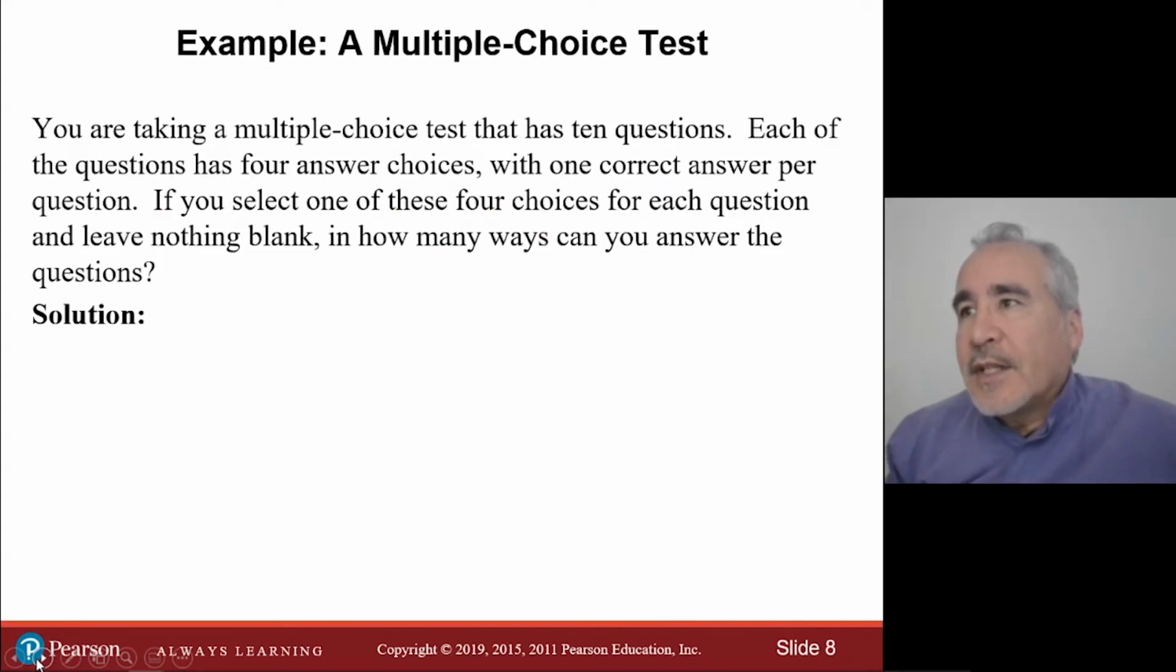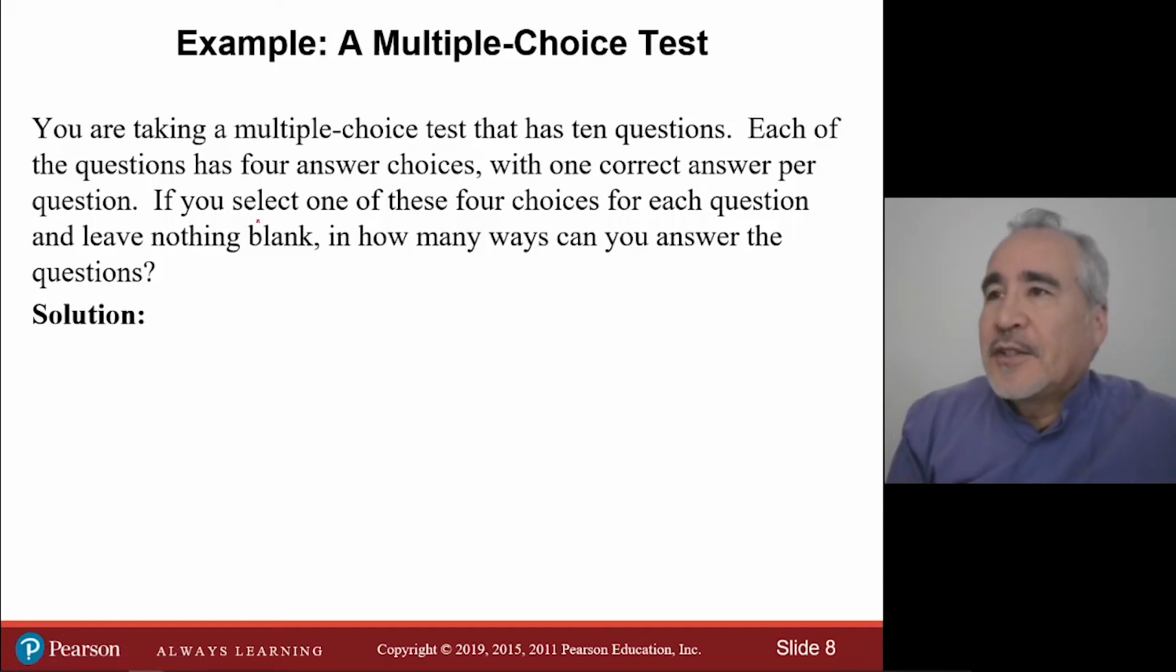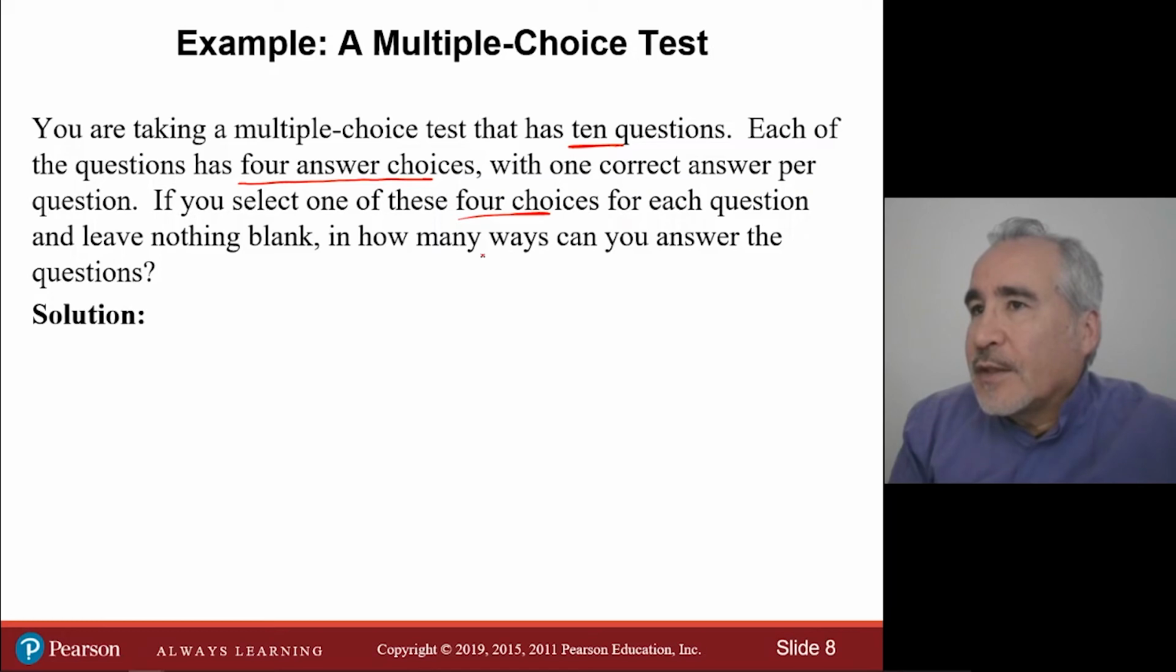Okay, here's another one. What if you're taking a test and you're randomly answering? I don't know why they use tests. You shouldn't randomly answer. You should study and know. But if there's 4 answers, 1 correct answer per question, right? That's usually how it works. If you take these 4 choices for each question, leaving nothing blank, how many ways can you answer the questions? It has 10 questions total. Each has 4 choices.